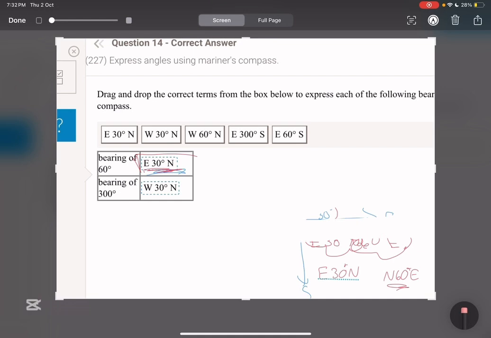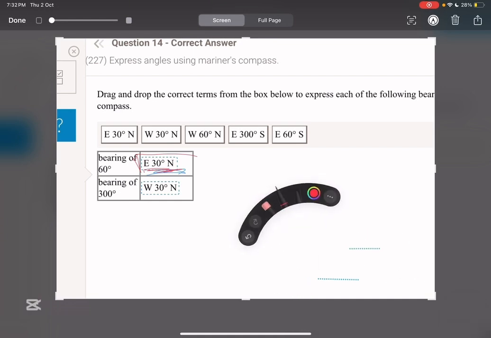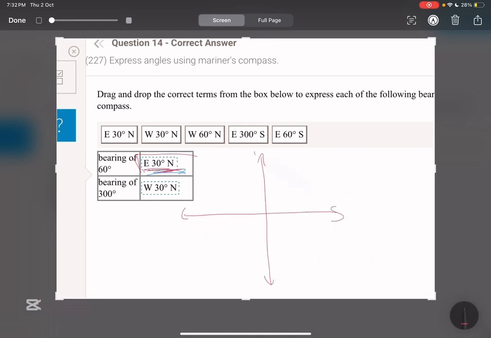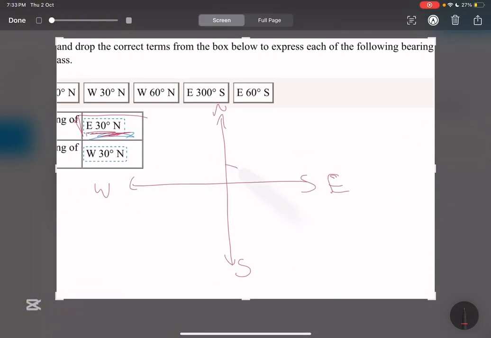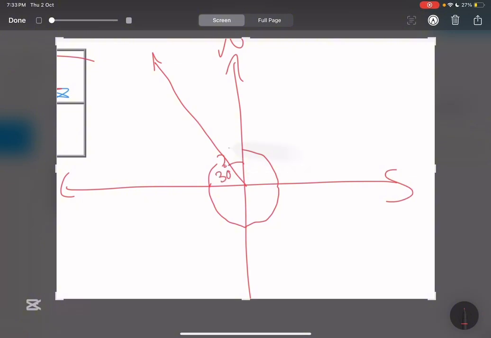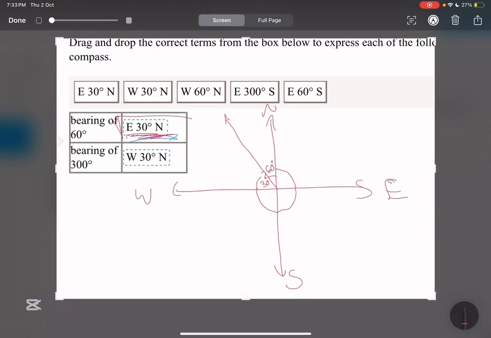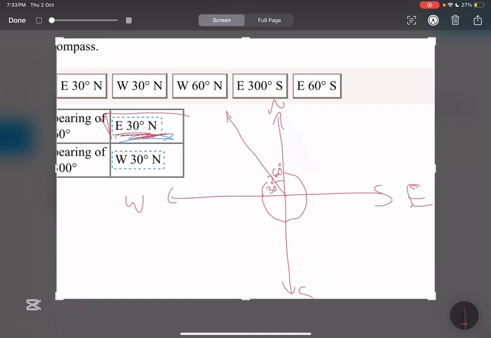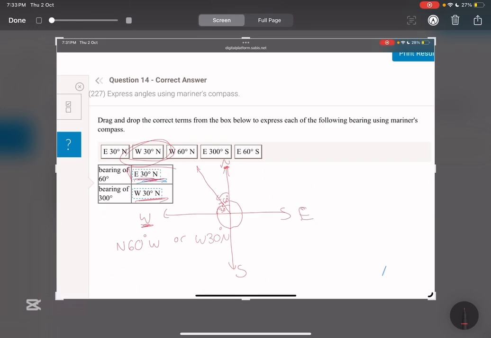And you're going to just do the exact same thing for the other one. So you draw the graph, north, east, south, and west. Bearing of 300, remember you start from here, 90, 180, 270, 300. This is 30 degrees, and then this is 60 degrees. So it's either north 60 degrees west, or it's west 30 degrees north. And here they gave us west 30 degrees north only, so that's the answer.